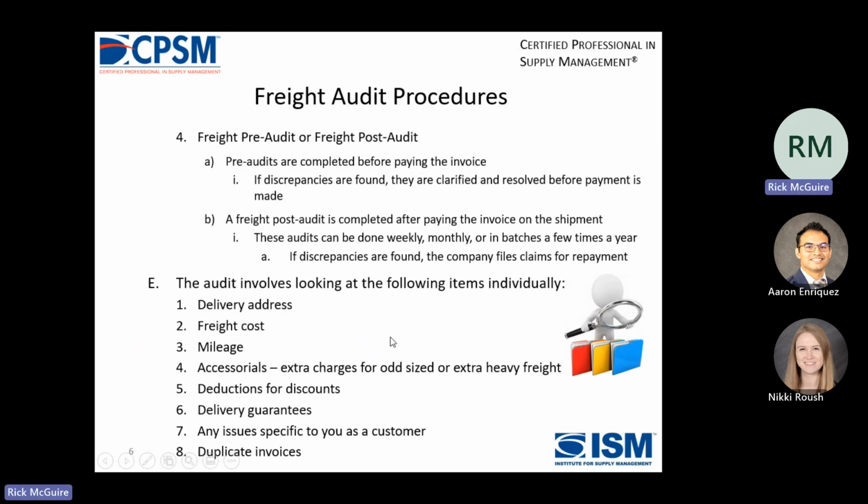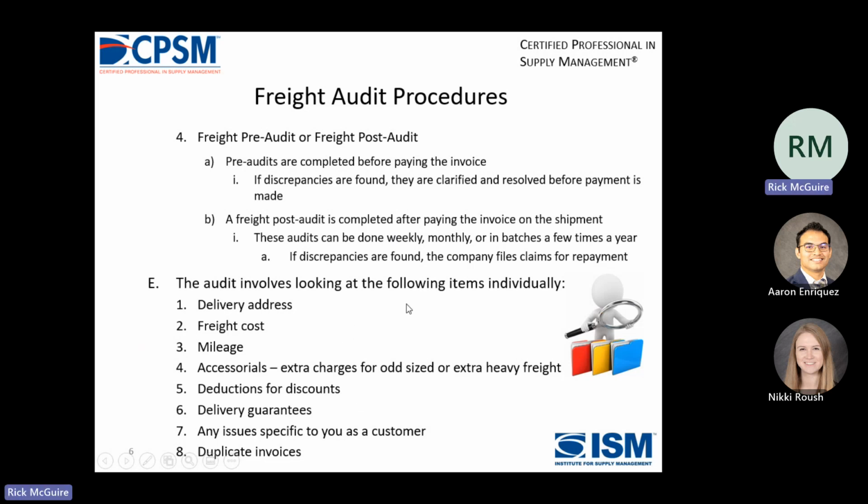So, freight pre-audit or freight post-audit. Pre-audits are completed before paying the invoice. If discrepancies are found, they are clarified and resolved before payment's made. And a freight post-audit is completed after paying the invoice on the shipment. This is what we usually do. These audits can be done weekly, monthly, or in batches a few times a year. If discrepancies are found, the company files a claim for repayment. Or we just offset what we owe them, probably.